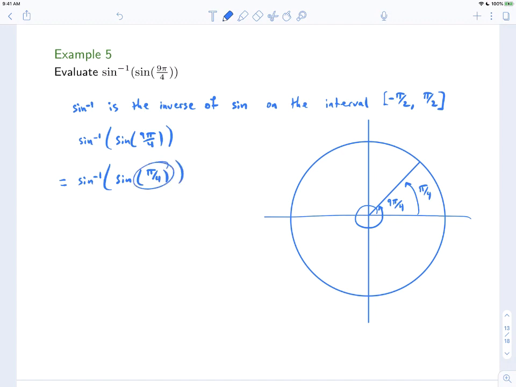Now this angle is inside the restricted domain. The restricted domain for sine is the right side of the circle in terms of the angles. So the restricted domain for sine includes angles from minus pi over 2 to positive pi over 2. So this angle is minus pi over 2, and this one's positive pi over 2. So 9 pi over 4 is too big. It's outside of that range. However, it's coterminal with pi over 4, which is inside of that range. So sine inverse is the inverse of sine on an interval that contains pi over 4. So this actually is pi over 4.